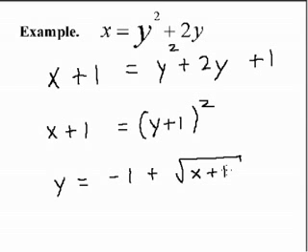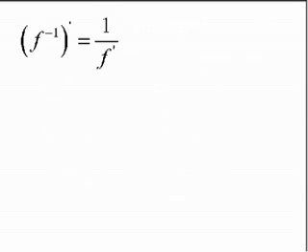Now I took the positive square root because of that need for a one-to-one correspondence. We want these to be one-to-one functions, so I had to restrict myself. I either take the positive root or I take the negative root. I take the positive one so that I can maintain this one-to-one correspondence. So you can see that x given as y squared plus 2y and y given as negative 1 plus the square root of x plus 1 are inverse functions.